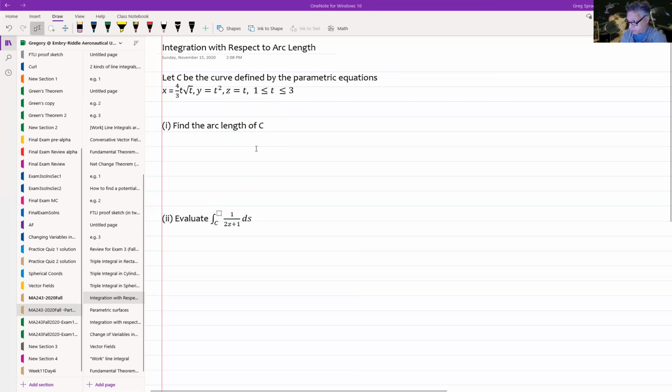So here's a problem, integrating with respect to arc length. I include in that finding the arc length of a curve. Integrating a function with respect to arc length is just a more general problem. I'll find the arc length of this curve.